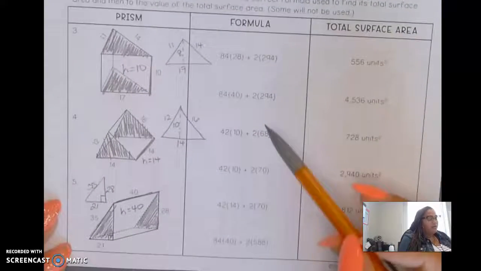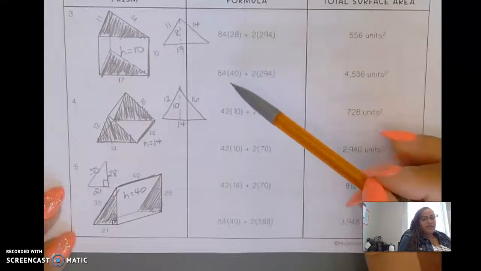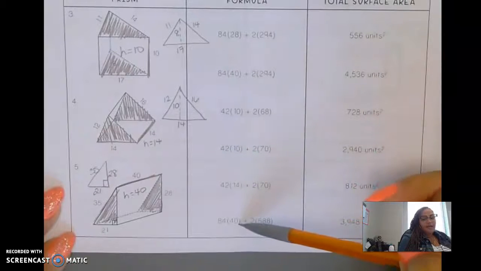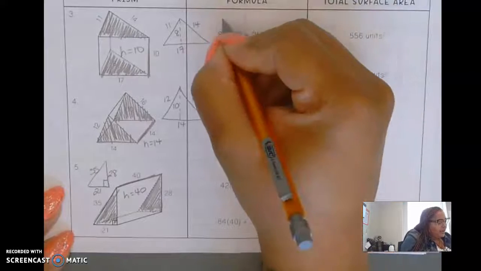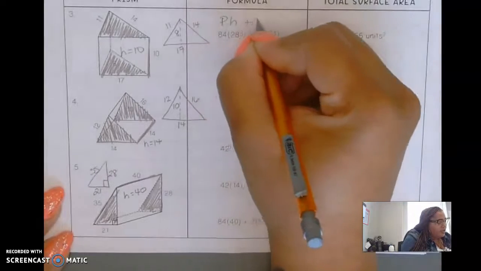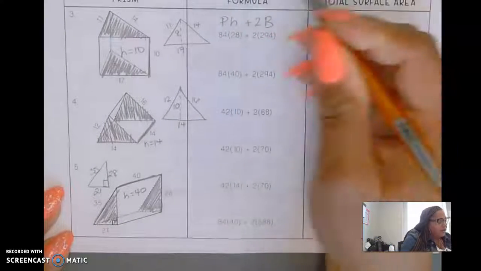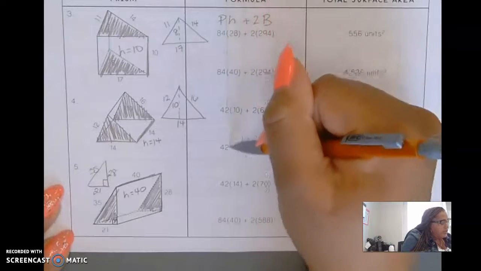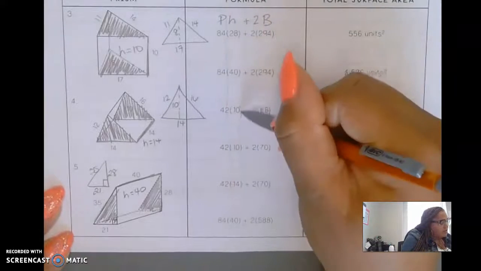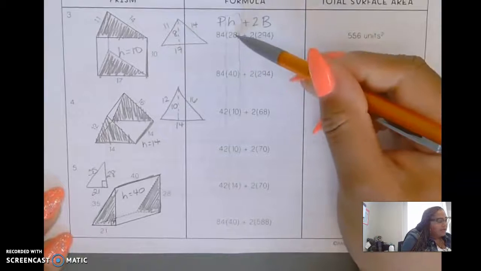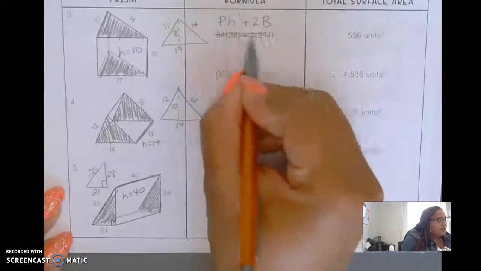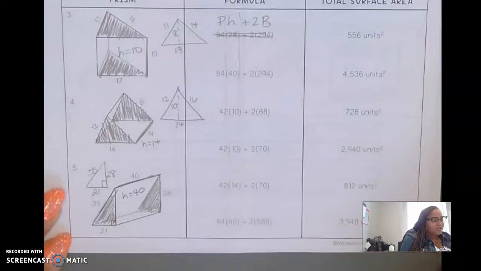Okay, so if I were you, I would look through these and look for the 10s, 14s, and 40s, and get rid of the ones that are not 10, are not 14, and are not 40. This would be my big P, H, plus 2 big B, respectively. So all these H's need to be paid attention to. I've got 28 here. This automatically is not going to work out. It's not going to be any of my answers.